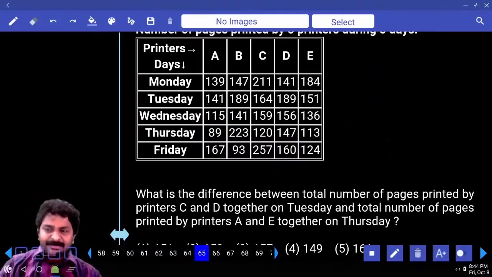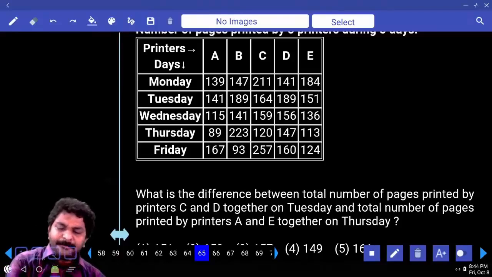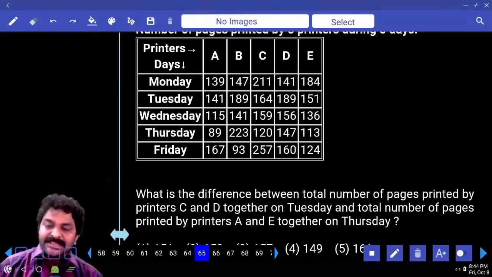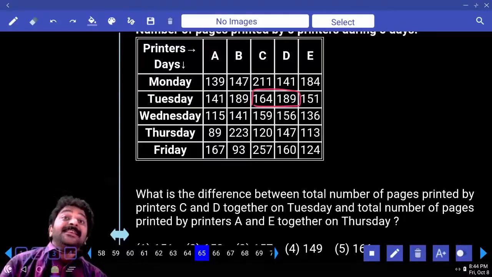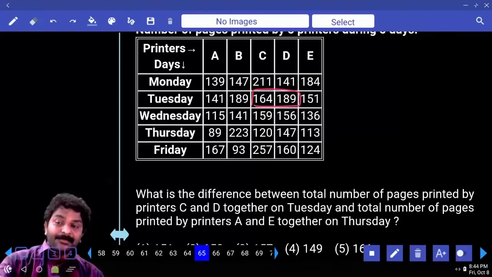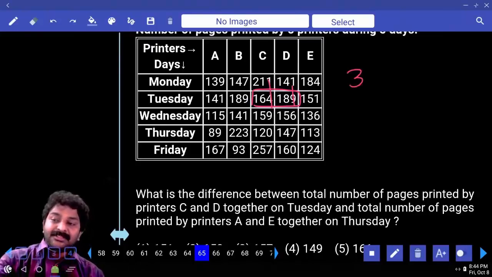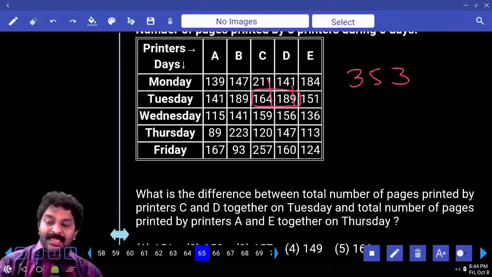What is the difference between total number of pages printed by printer CD together on Tuesday? CD together on Tuesday. 164, 189. 160, 180. 160, 180. 340. 4 plus 9, 13. Total 353. AE together on Thursday.